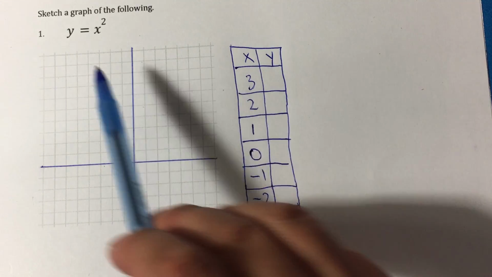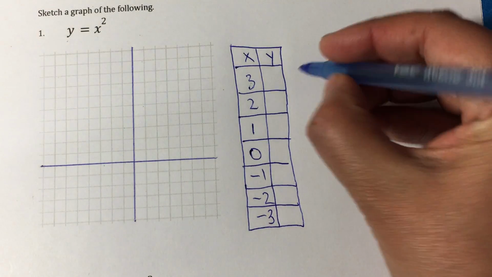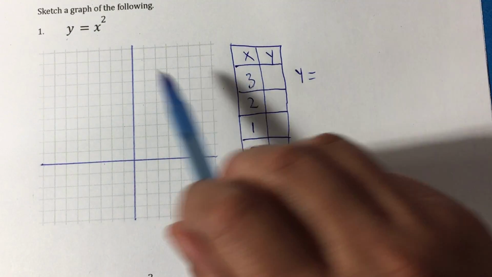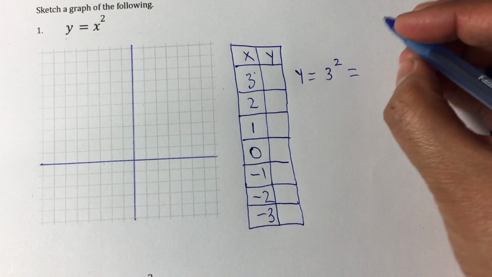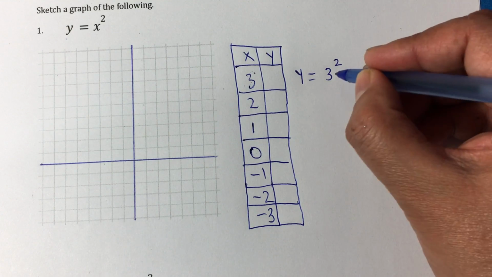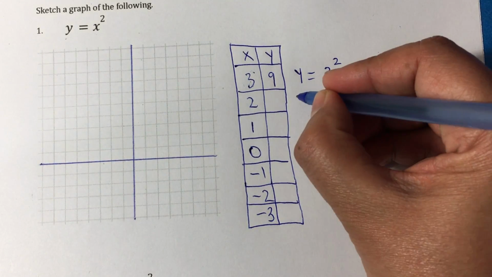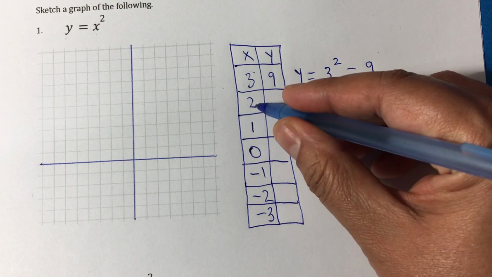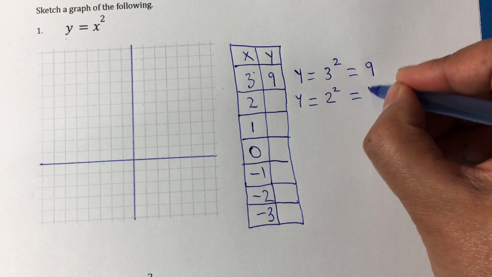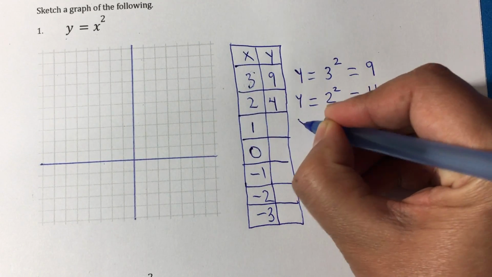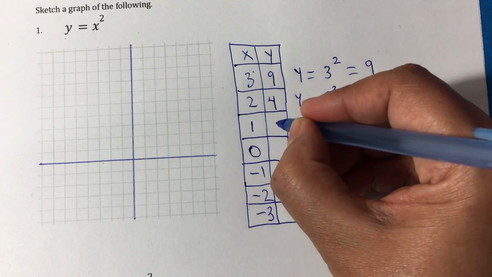When we want to find the value of y, what we're doing is substituting the value of x so that we can square it. So y is equal to the value of x, meaning this 3 right here, raised to the second power. And 3 to the second power, or 3 squared, is 9. So that will be the first value for y. For the next one, y equals 2 squared. It means 2 times 2, which is 4. For the next one, y is equal to 1 squared. 1 times 1 is 1.